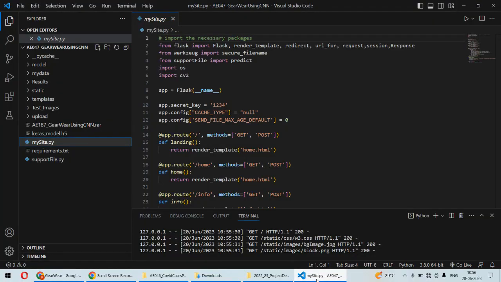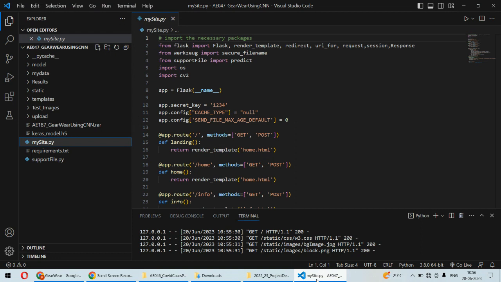So in this video, we are going to understand the demo of the project, which is gear wear detection using convolutional neural network or deep learning. As far as gears are concerned, if you consider any mechanical system or machine, it has so many gears, and those gears may wear or their quality may degrade over a period of time, maybe due to friction or continuous use.